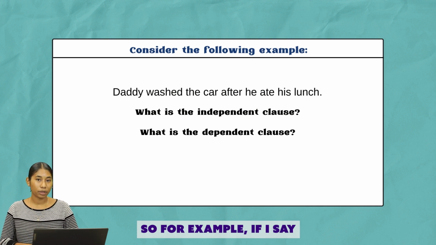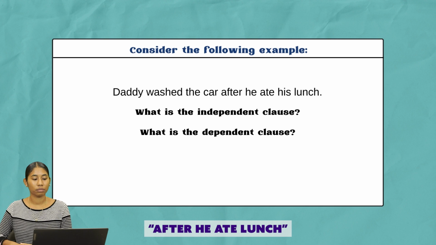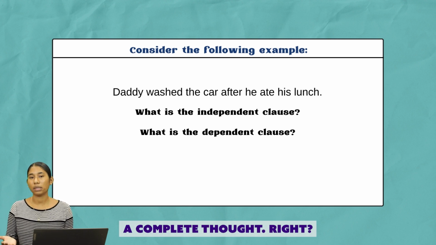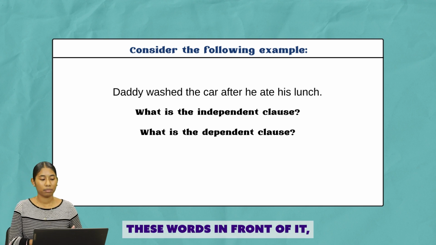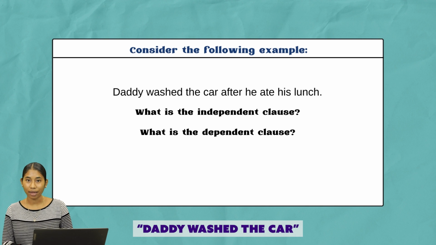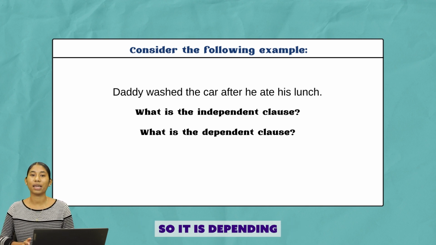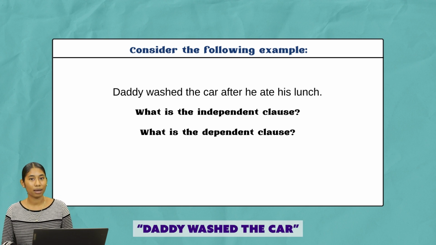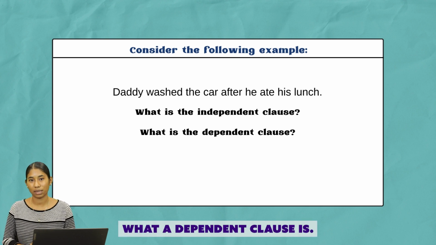So, for example, if I say, after he ate lunch, it does not express a complete thought, right? But if I put these words in front of it, after he ate lunch, Daddy washed the car, it now expresses a complete thought. So it is depending on the other words, Daddy washed the car, to complete the thought. So this is what a dependent clause is.